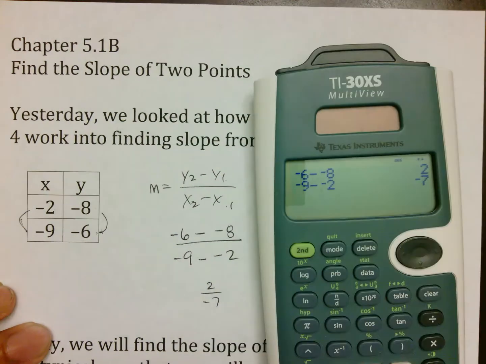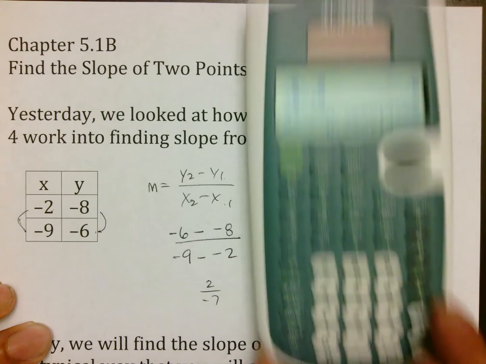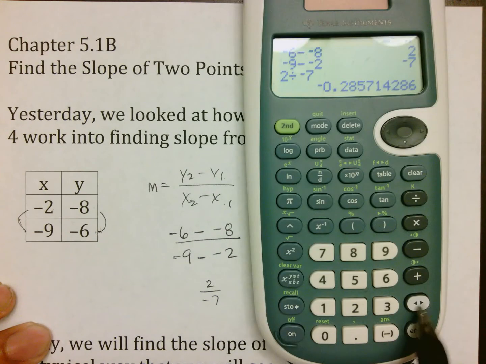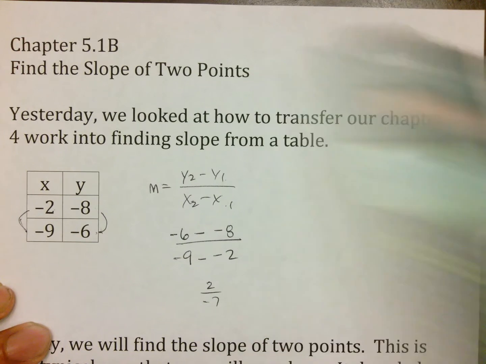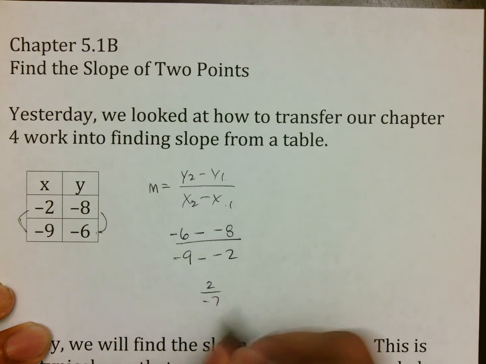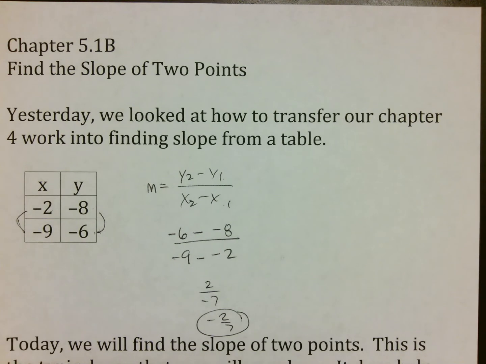And the last thing you do is divide these numbers and convert them because there are fractions. So again, to convert them, you hit this button right here with the 2 arrows. Once you get that fraction, you hit that button there and you see that it is -2/7 as your slope. So again, that's what we did yesterday.